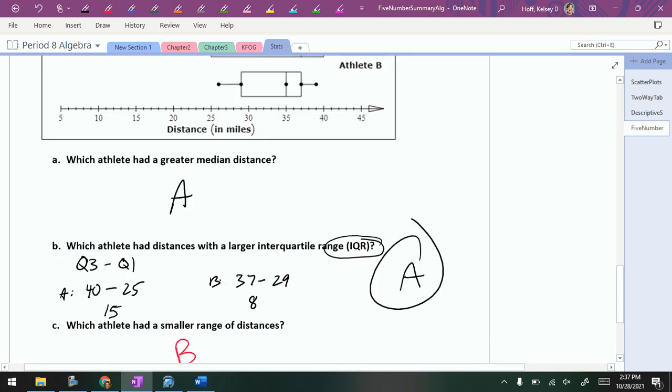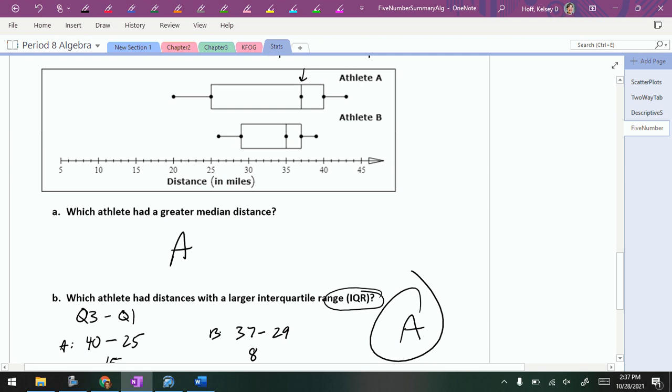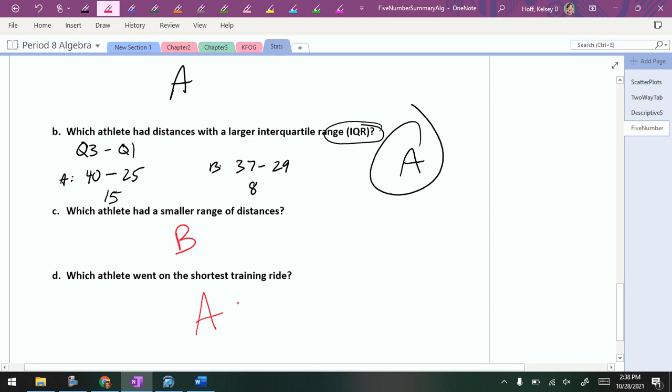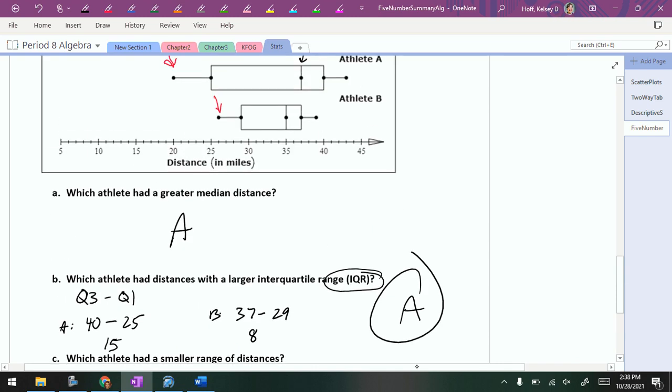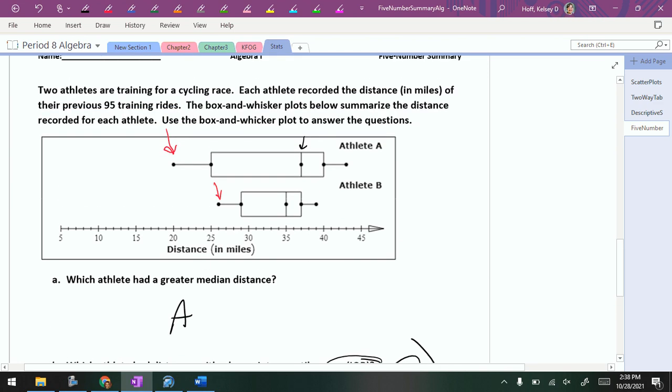Which athlete went on the shortest training ride? You're talking about your mins, right? Who has the smallest min? Minimum here is 20. Minimum here is 26. I would say athlete A. So athlete B ran farther? Not necessarily. Actually, you don't know all the data points in there. You don't know their total amounts. These are just like, on day 1, they went this many miles. On day 2, they went this many miles, and they put them in a row.